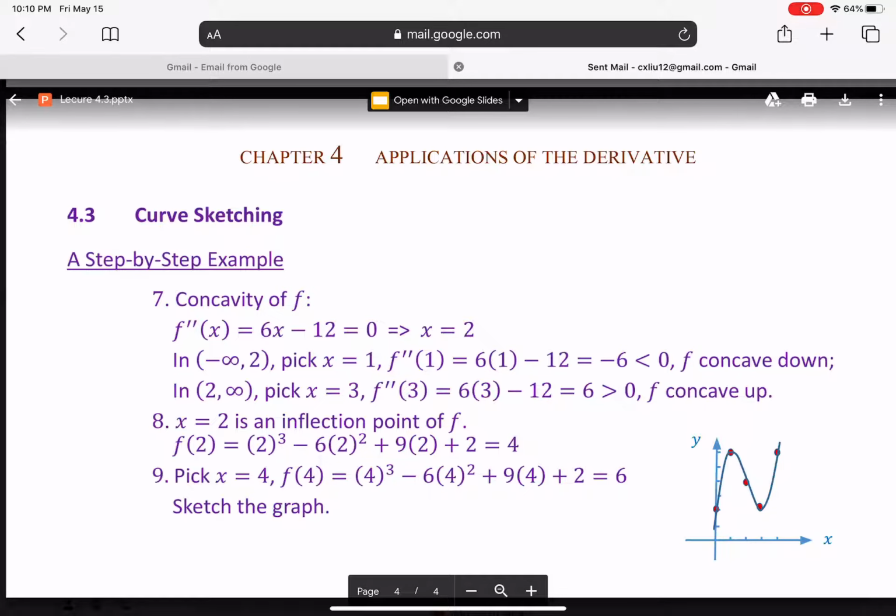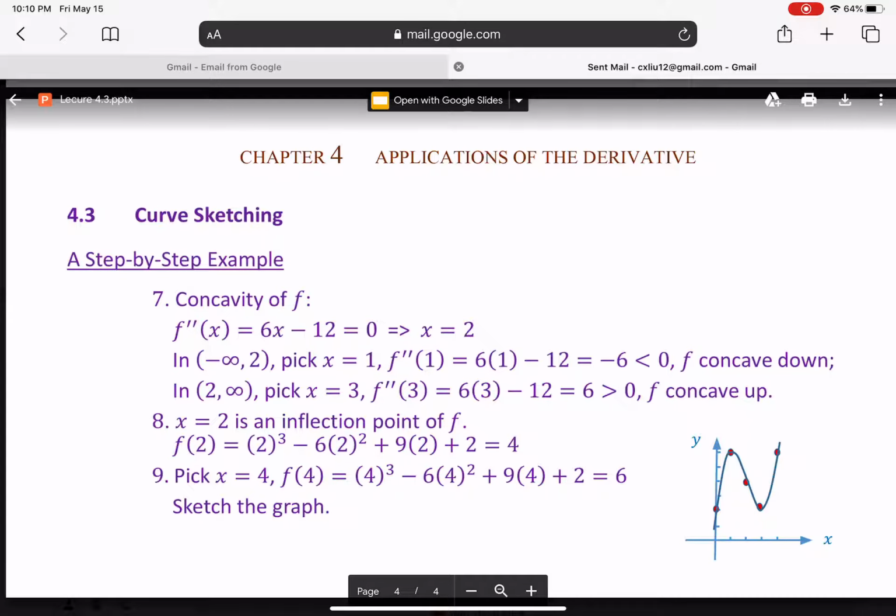So that's negative, so that means f is concave down. In the second region from 2 to infinity, we can pick x equal to 3 and evaluate f double prime of 3 to get 6 times 3 minus 12 equals 6. So that's positive. So that means f is concave up.